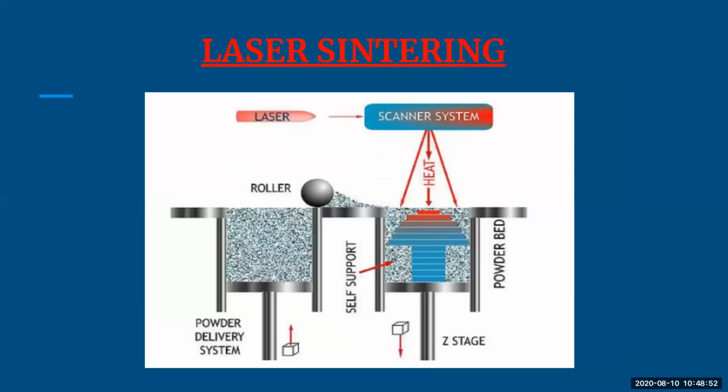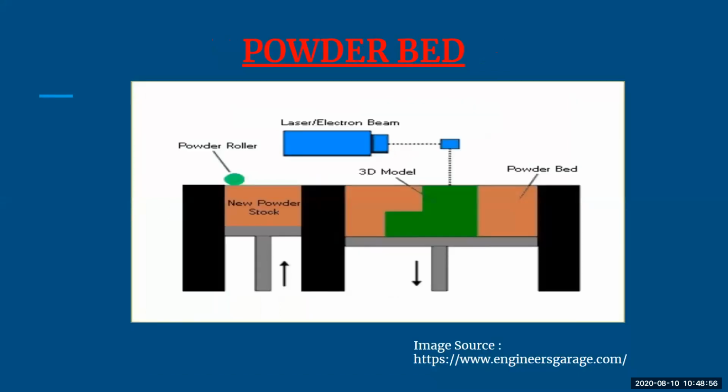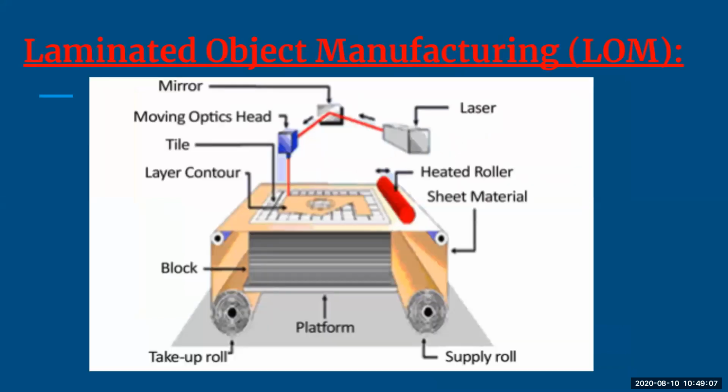In laser sintering, you have something like a glue kind of structure. Here you have a printing head. You can see the laser electronic bin, that looks like a printing head, just like a printer's. Next is your laminated object manufacturing.